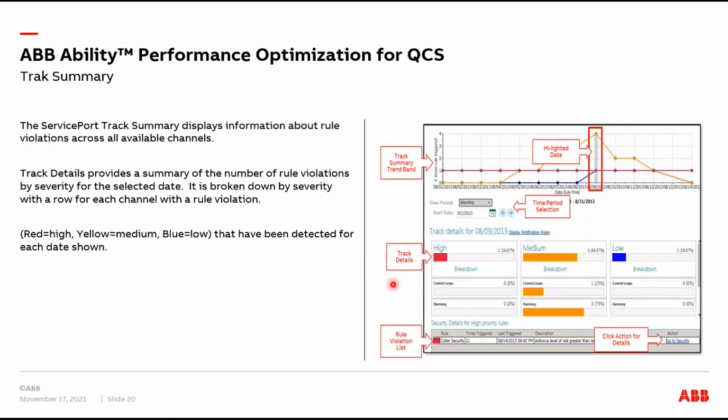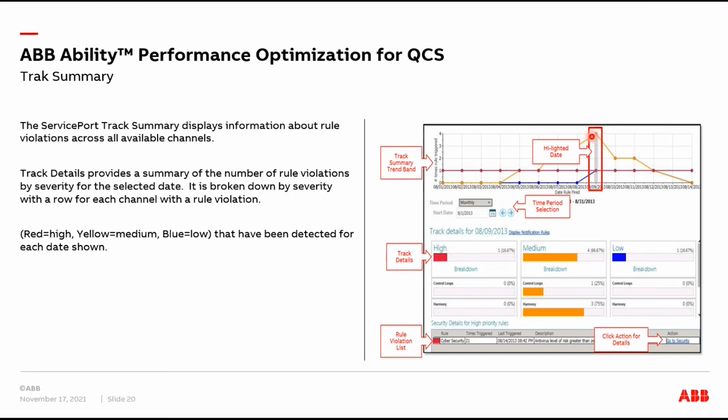This is the ServicePort Track summary. It displays the information about the rule violations. Here the trends which have been monitored are shown and allow the user to choose a specific trend to analyze further. If, for instance, a trend appears to be outside desired operating parameters, this also indicates how many violations have been recorded on a particular day. So the top bar is for the medium, the red one is for the high, and the blue one is for the lower one.